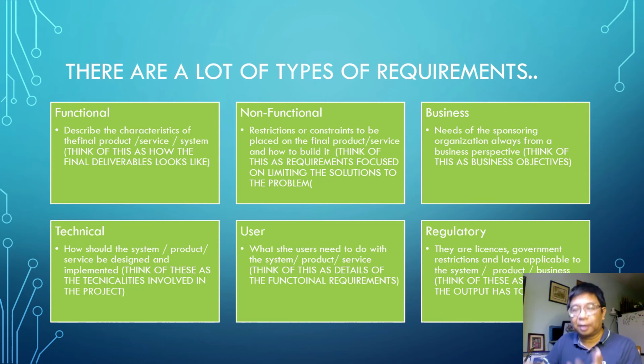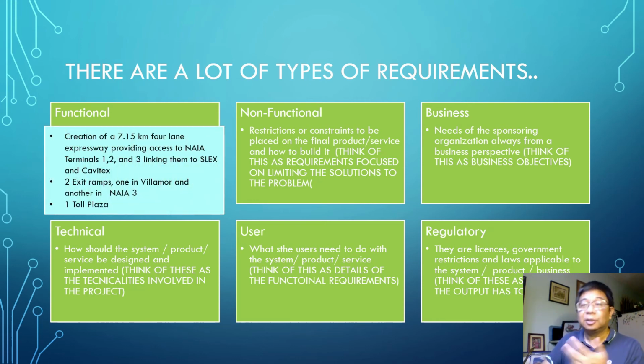Okay, that's enough. So let's start off. Functional. What are some of the functional requirements? It's already stated in the slides. It's the creation of a 7.15 kilometer 4-lane expressway providing access to NAIA Terminals 1, 2, 3, linking them to SLEX and Cavitex. You have the 2 exit ramps and 1 toll plaza. So that's the functional requirements.